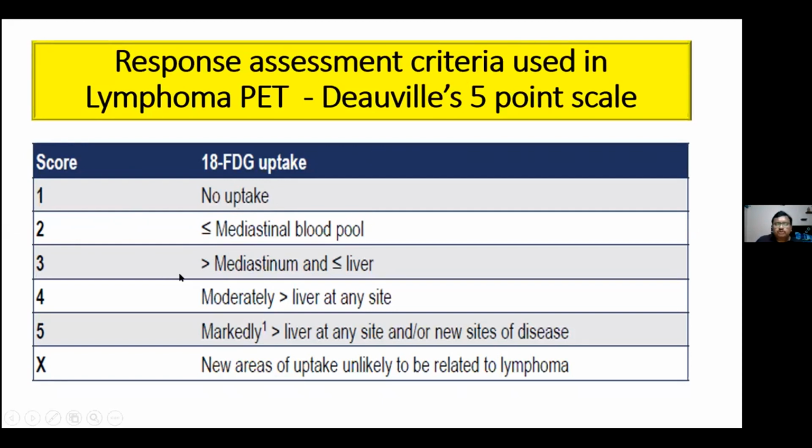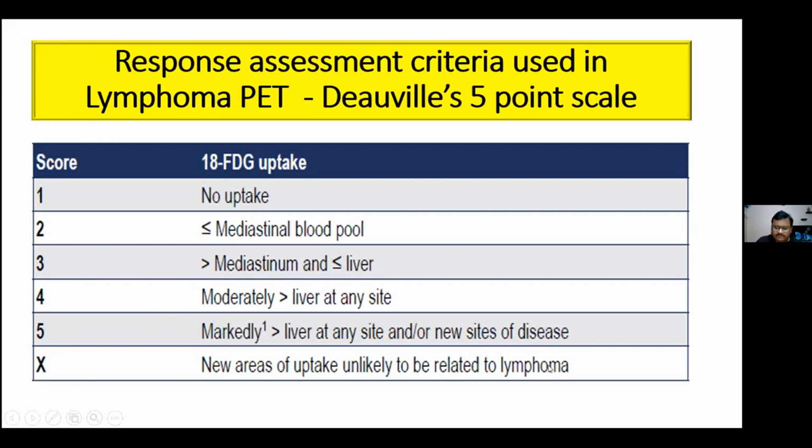Score 3 is more than the mediastinum but less than the liver. 4 is moderately more than the liver at any site. 5 is markedly more, meaning 2-3 times more than the liver at any site, or any new site of disease, which is actually graded in some systems 5A and 5B. X is new areas of uptake unlikely to be related to lymphoma.